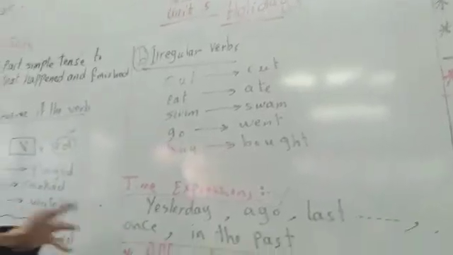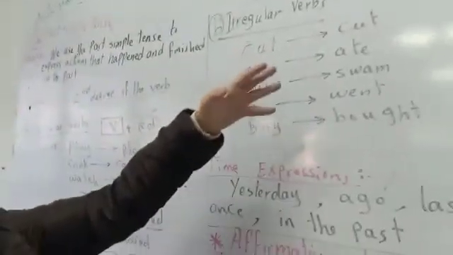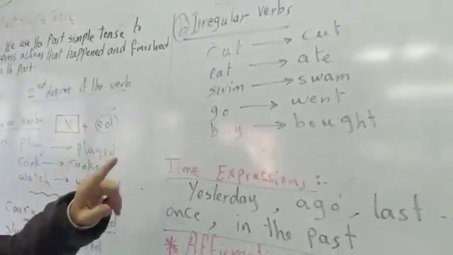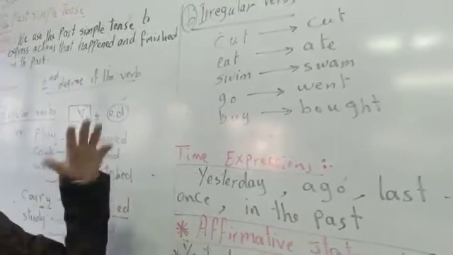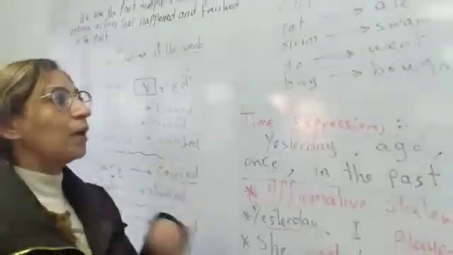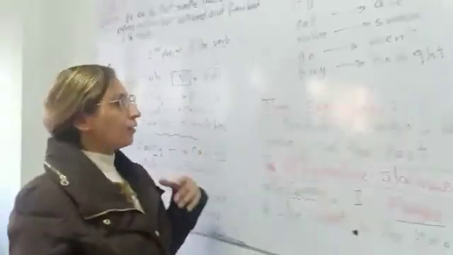In the irregular verbs here, you have to memorize them. Cut, cut. Eat, ate. Swim, swam. Go, went. Buy, bought. And we have many irregular verbs in English, so you have to memorize them a lot.